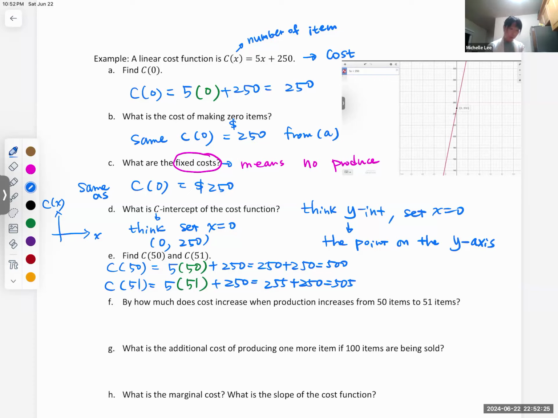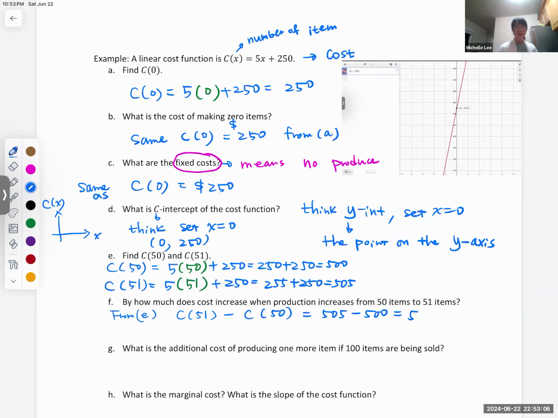Next one, by how much does the cost increase when production increases from 50 items to 51 items? So we had from E, C of 51 minus C of 50, which is 505 minus 500. So we get 5, right?